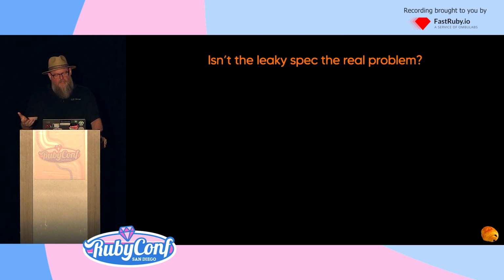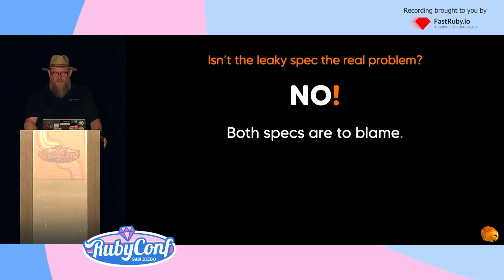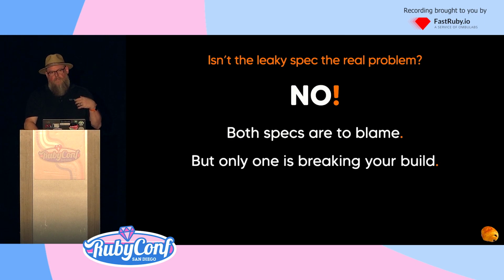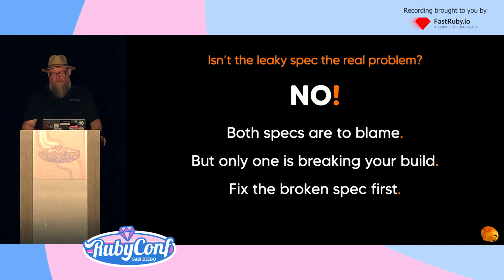And isn't leakiness the problem here? Like, isn't Spec B the problem? Well, actually, no. They're both to blame. And the reason is that one is leaking and the other one is susceptible to it. So only one of them, though, is breaking your build, which means that you should focus on that one first.